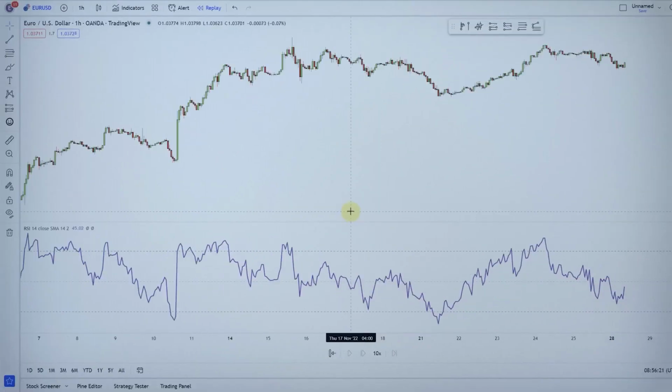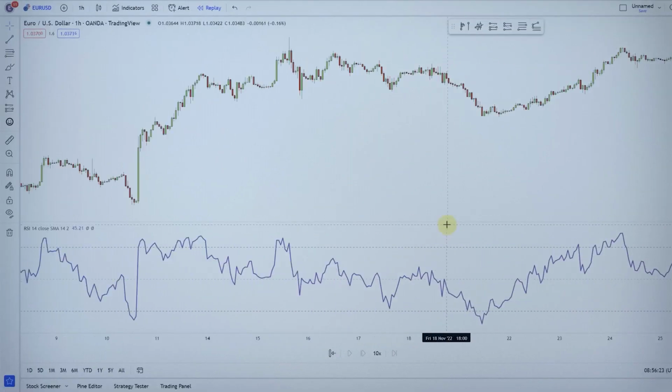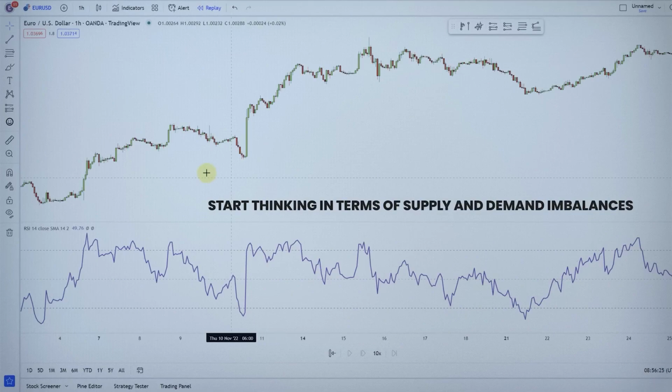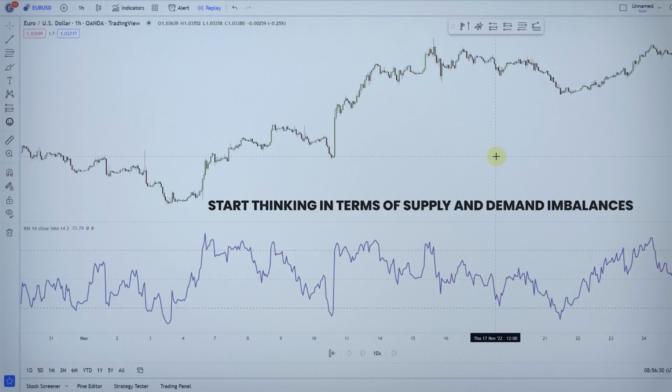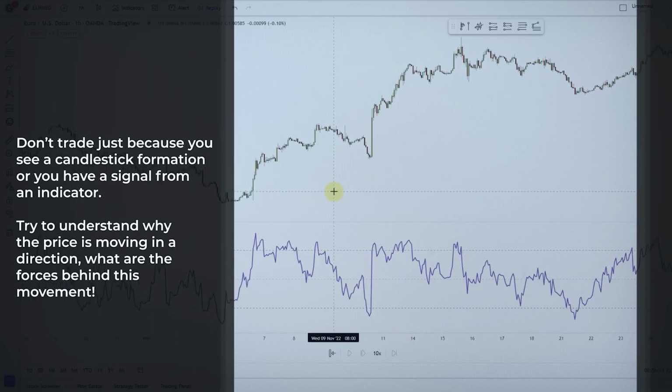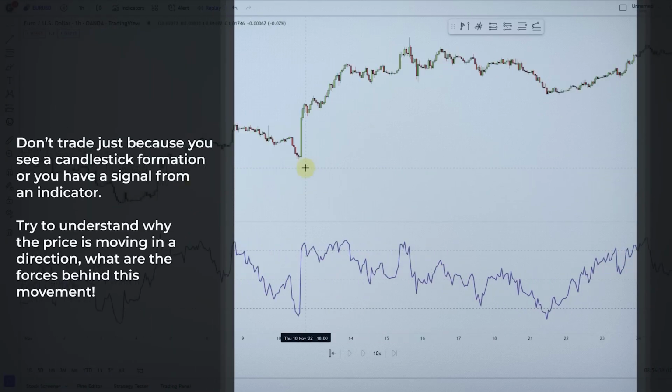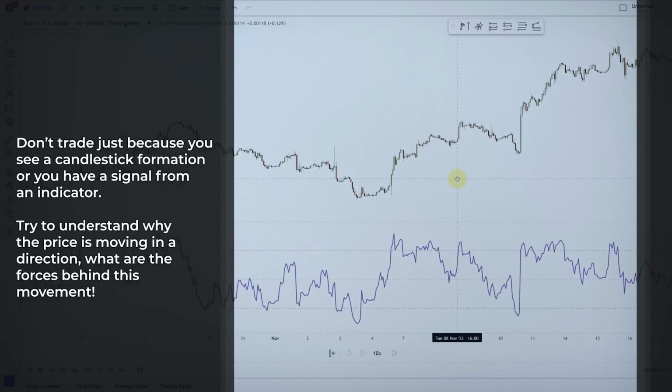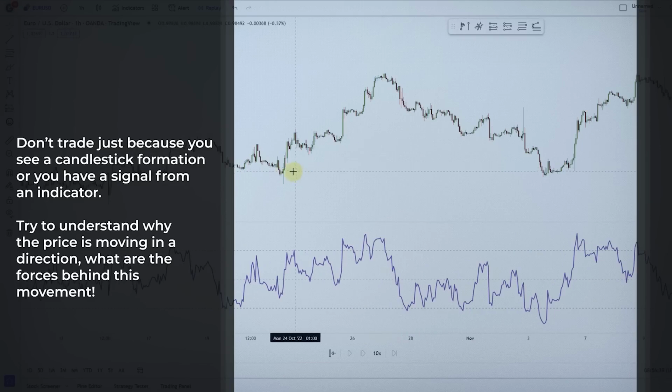No matter if you use indicators or you rely on price action, you better start thinking in terms of supply and demand imbalances. You need to ask yourself some questions, and don't trade just because you see a candlestick formation or you have a signal from one indicator. Try to understand why the price is moving in a direction. What are the forces behind this movement?